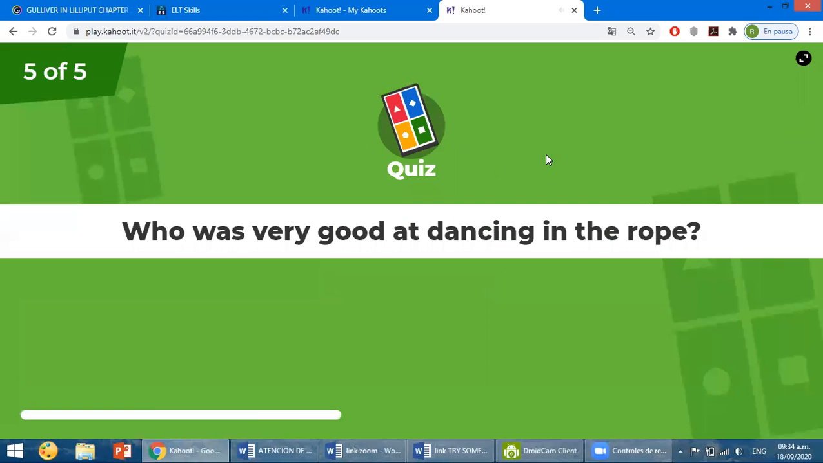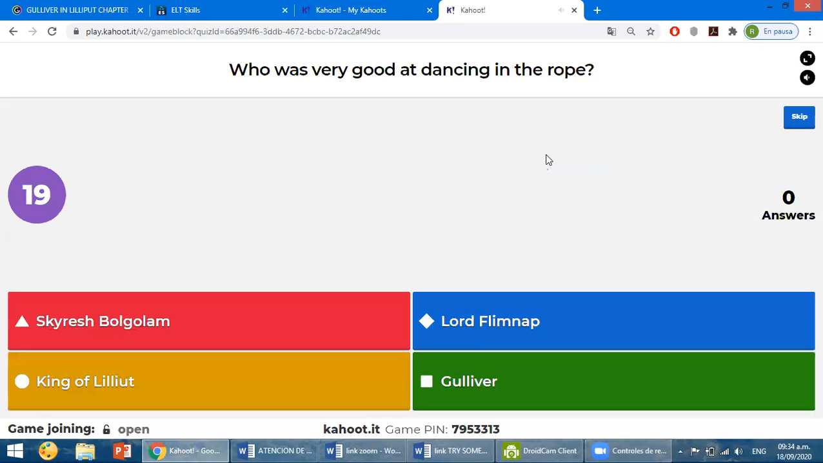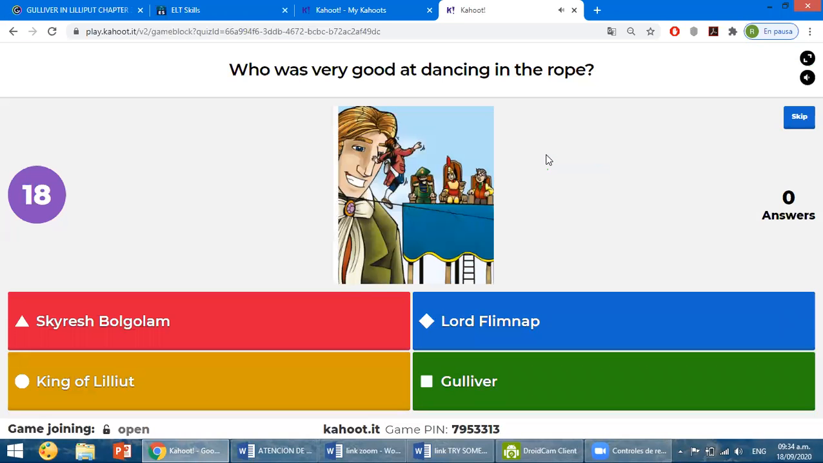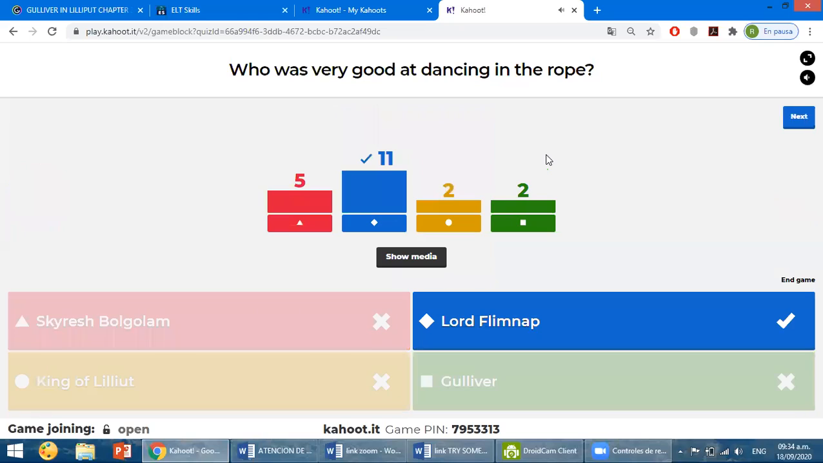Question five. Who was very good at dancing on the rope? Who? Lord Flimnap. Yes. He was good at dancing, at walking on the rope. Okay, good.